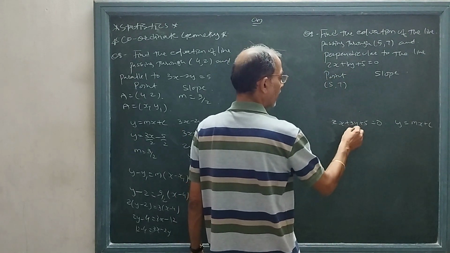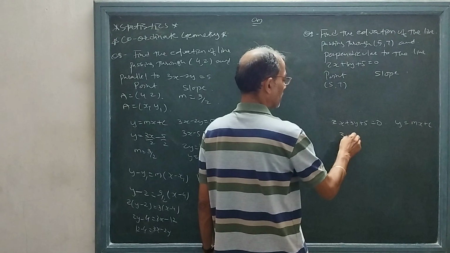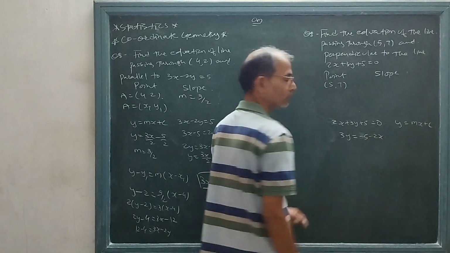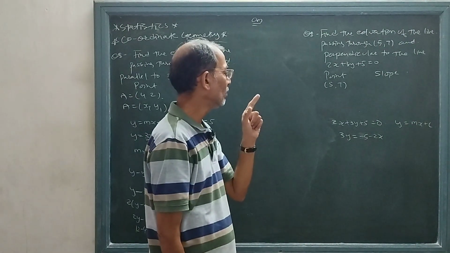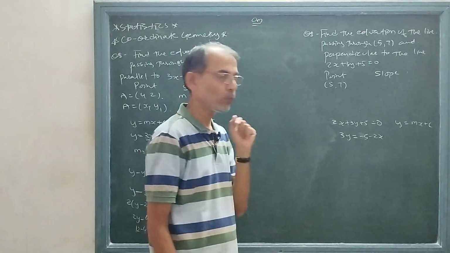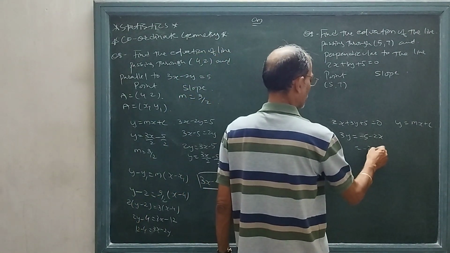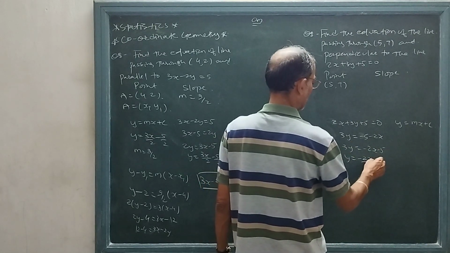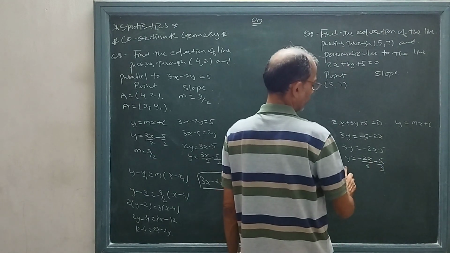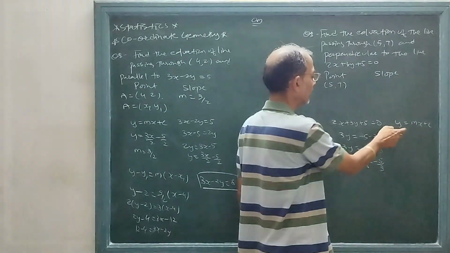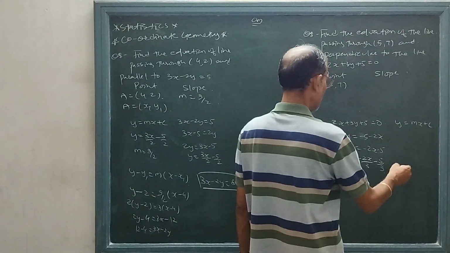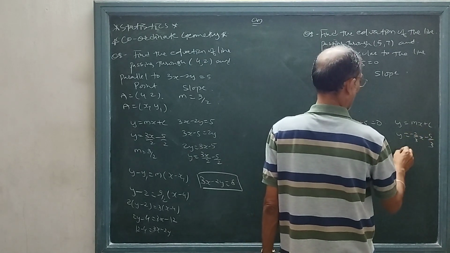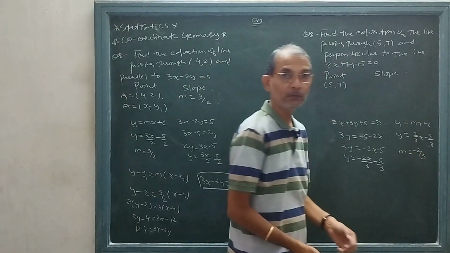We will convert this line into the form y is equal to mx plus c. So y will be kept here and 5 will be brought to the opposite side. So this will become 3y is equal to minus 5 minus 2x. That means minus 2x minus 5. So y will be minus 2x upon 3 minus 5 by 3. Now you can see that this line has been converted into the form y is equal to mx plus c. Comparing this, m is equal to minus 2 by 3.